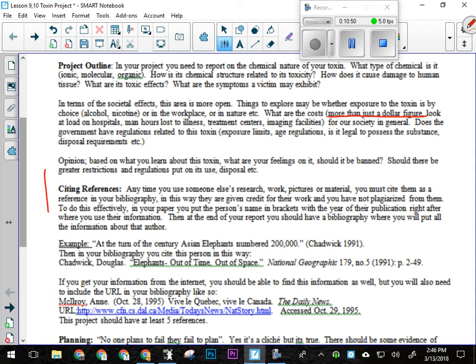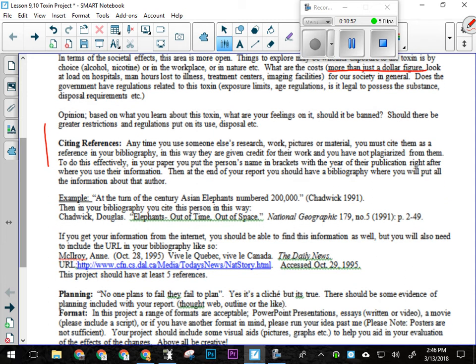All right. In order to do this properly, okay, you're going to have basically your report. Okay, that's half the chemical part, half the societal part, and then you have to cite your references. So at the end of your report, you're going to have what's called a bibliography, and that is where you put all the places you got your information.